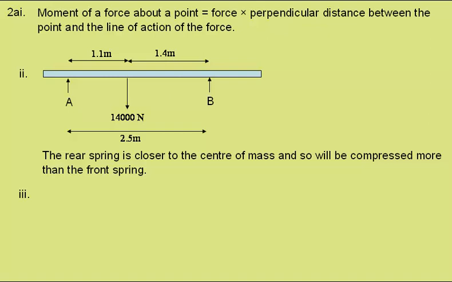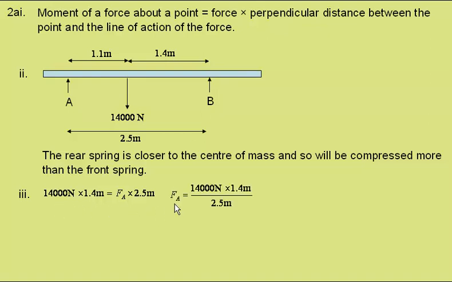In part 3 we're asked to take moments about axle B to calculate the force exerted on the truck by each of the rear springs. Well, moments about point B, acting anti-clockwise, we have 14,000 newtons multiplied by 1.4 metres, and this equals the force due to spring A multiplied by 2.5 metres, as I've written here.